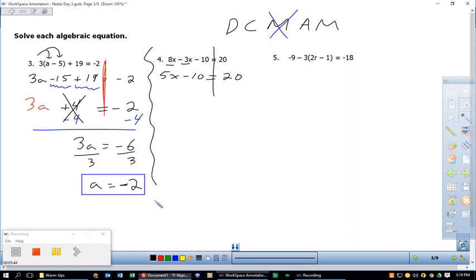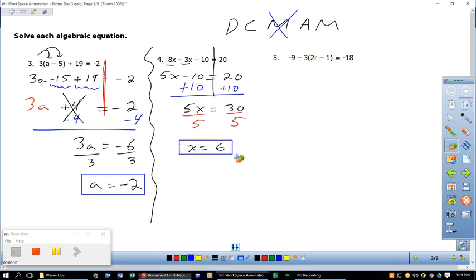And let me separate those two. Let's see, distribute, can't do that. Combine like terms, add, subtract. So we're going to add 10 because we have subtraction. We're doing the opposite. 5x equals 30. Okay, dividing by 5, x equals 6.